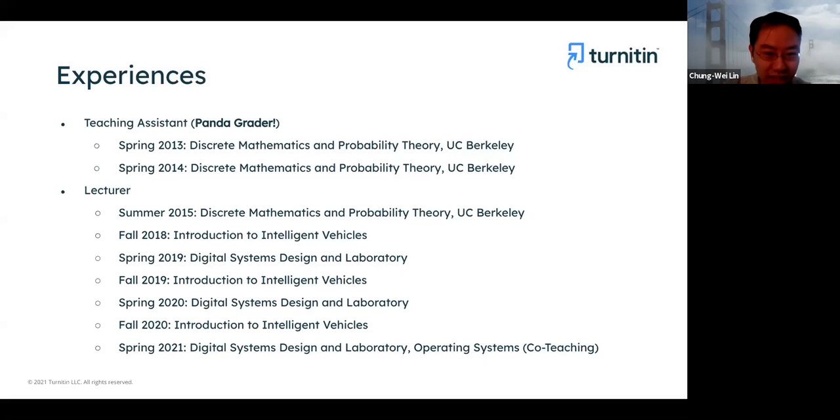Okay, next slide, please. I think my experience is a little bit different from other Gradescope users. I started using Gradescope in 2013. Chuck just mentioned that Gradescope was founded in 2014, but I actually used it before 2014, because before that it was called Panda Grader. As you may know, Gradescope, or Panda Grader, was developed by some students at UC Berkeley, and at that time I was a PhD student at UC Berkeley. I was a teaching assistant of discrete math and probability theory. Although Gradescope had not been founded, we had started using this kind of system. After that, I can say I became a fan of Gradescope.